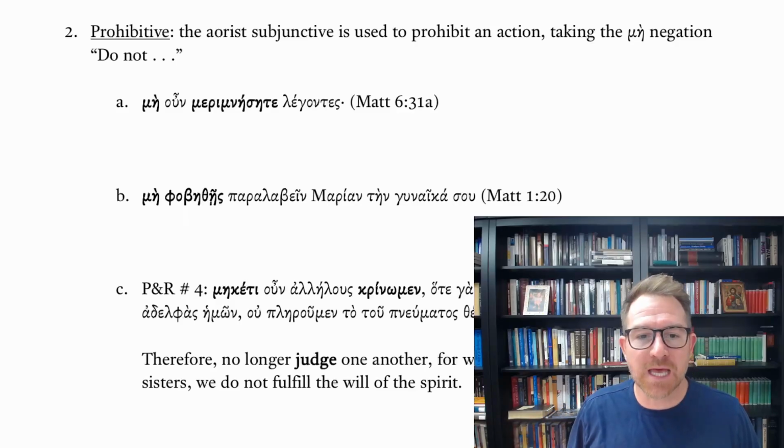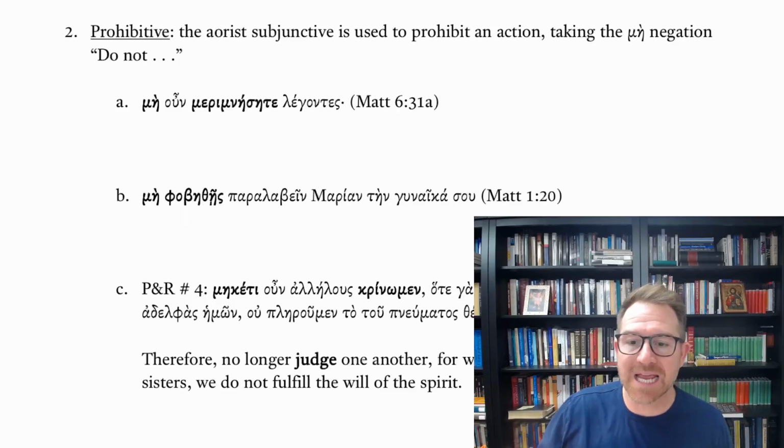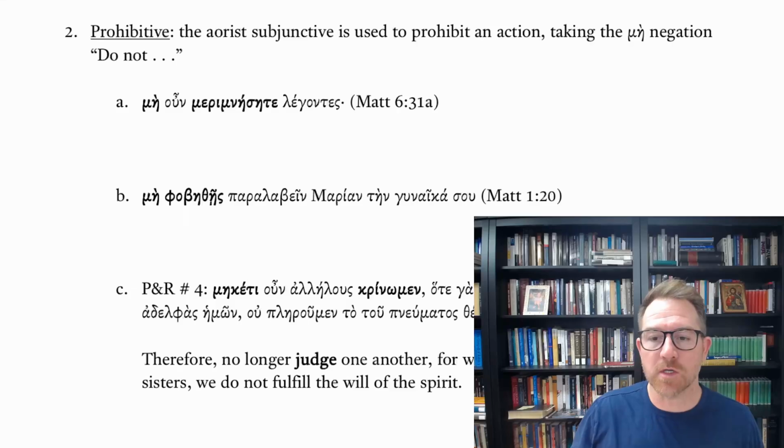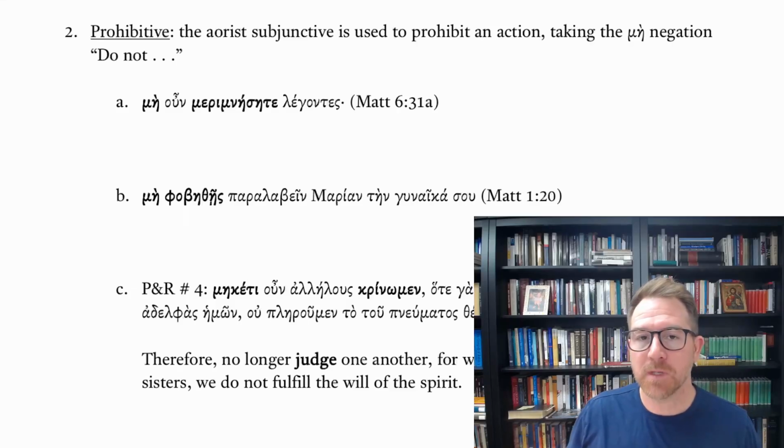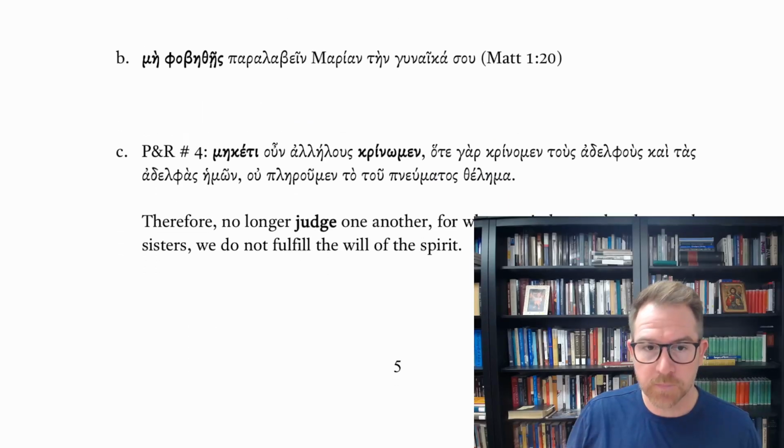Mē phobēthēs paralabein Marian tēn gynaika sou. Do not be afraid to take Mary as your wife. So this is the exhortation that the angel gives to Joseph when he discovers that she is pregnant. And the angel says, hey, listen, do not fear, do not be afraid to take Mary as your wife, because the child that she has is not because she's been sleeping around. It's because the Holy Spirit is at work.